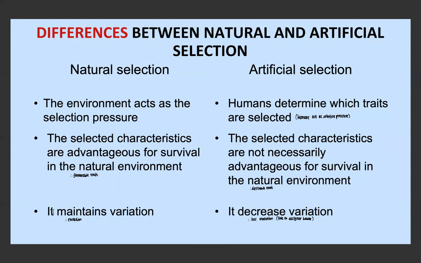And natural selection obviously maintains variation, allowing for evolution, but artificial selection decreases variation because only the same offspring are bred again and again and again, so that only the one characteristic is present, and there's less variation in the characteristics. And obviously this means less evolution.